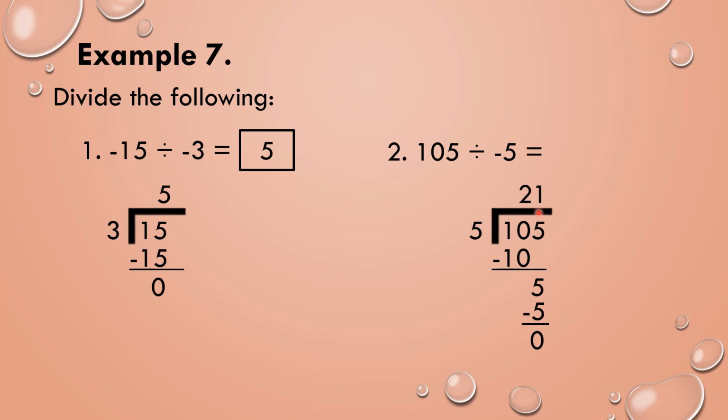Again, i-review natin yung given equations. 105 divided by negative 5. Since magkaiba sila ng sign, the answer is negative 21. Since ang 105 ay positive at ang negative 5 ay negative. So the answer is negative 21.